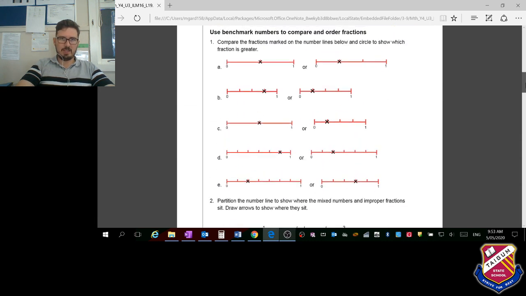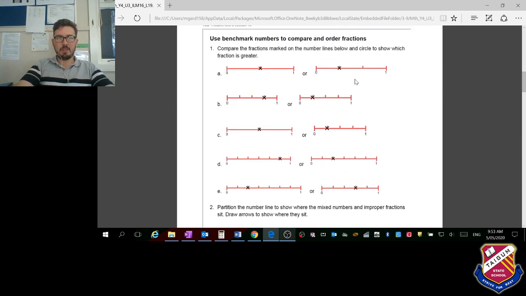We're going to jump straight to number one. It'll look like this. It says, compare the fractions marked on the number lines below and circle to show which fraction is greater. Greater obviously means bigger. So have a look at A. Put your finger on A. Now the first one, as you can see, looks like this.